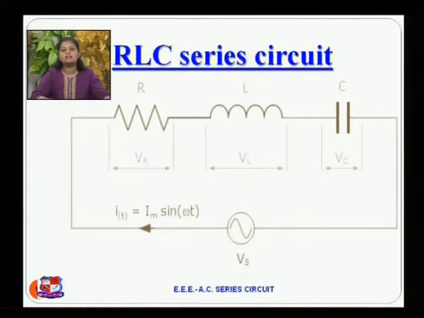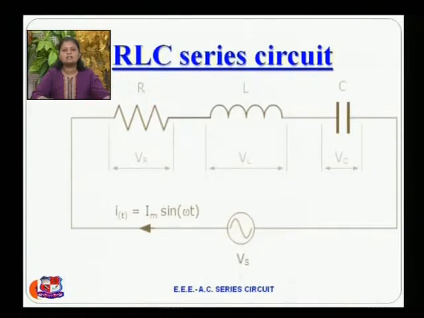So the voltage and current relationship of RLC series circuit depends upon the magnitude of inductor and magnitude of capacitors. If XL is higher than XC, then it is inductive circuit. If XC is higher than XL, then it is capacitive circuit. If it is inductive circuit, your current is lagging, and if it is capacitive circuit, then your current is leading.